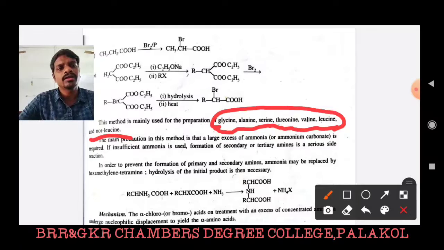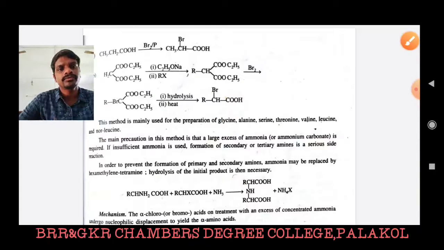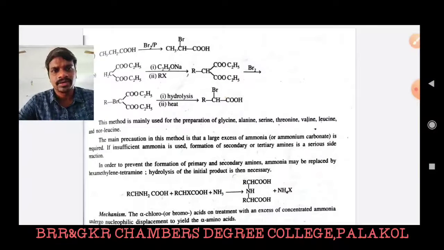The main drawback of this method, that means elimination of alpha halogenated acid, is that we can get side products, that means secondary and tertiary amines. Here the chemical reaction is done in the presence of excess of ammonia. The main precaution in this method is that a large excess of ammonia is required. If insufficient ammonia is used, formation of secondary or tertiary amines is a serious side reaction.